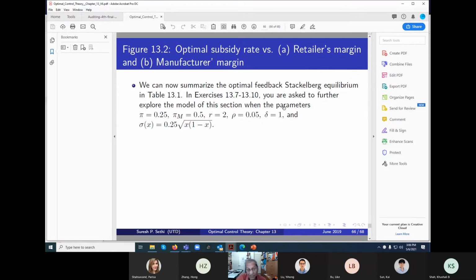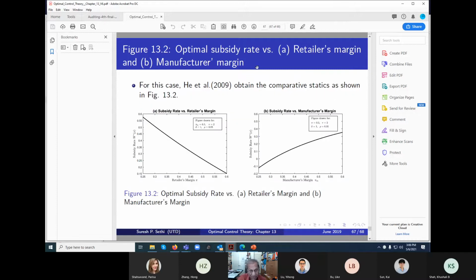So there are exercises where you're asked to use these numbers. And then you do the numbers, you can find a chart for this. You can see optimal subsidy rate. You see the retailer margin. As the retailer margin increases, the optimal subsidy rate is going down. You see manufacturer's margin. If the manufacturer's margin is increasing, then the manufacturer has more interest in preserving his sales. So he is going to give more subsidy to the retailer. So as manufacturer margin increases, this subsidy rate goes up.